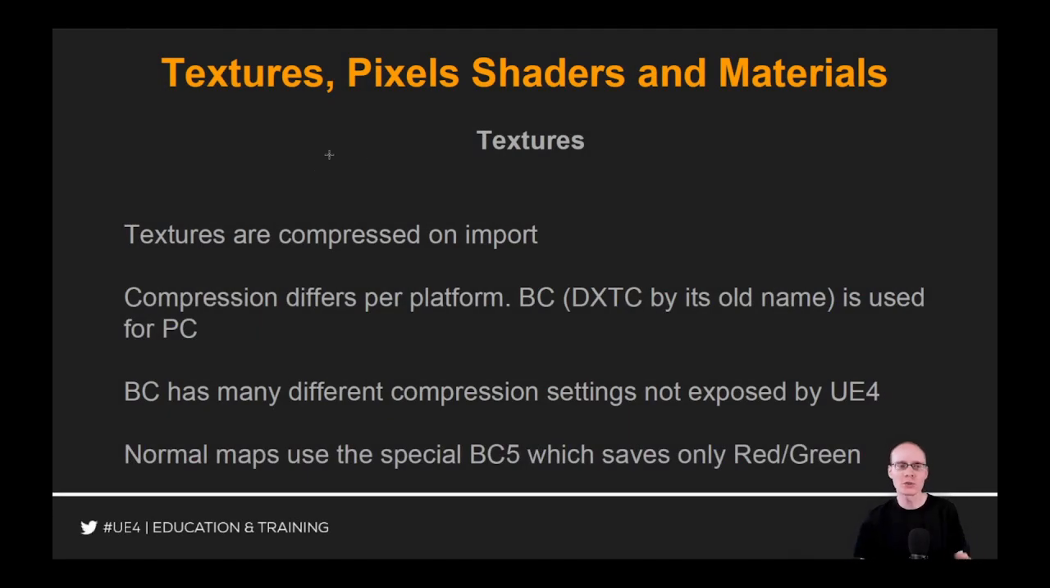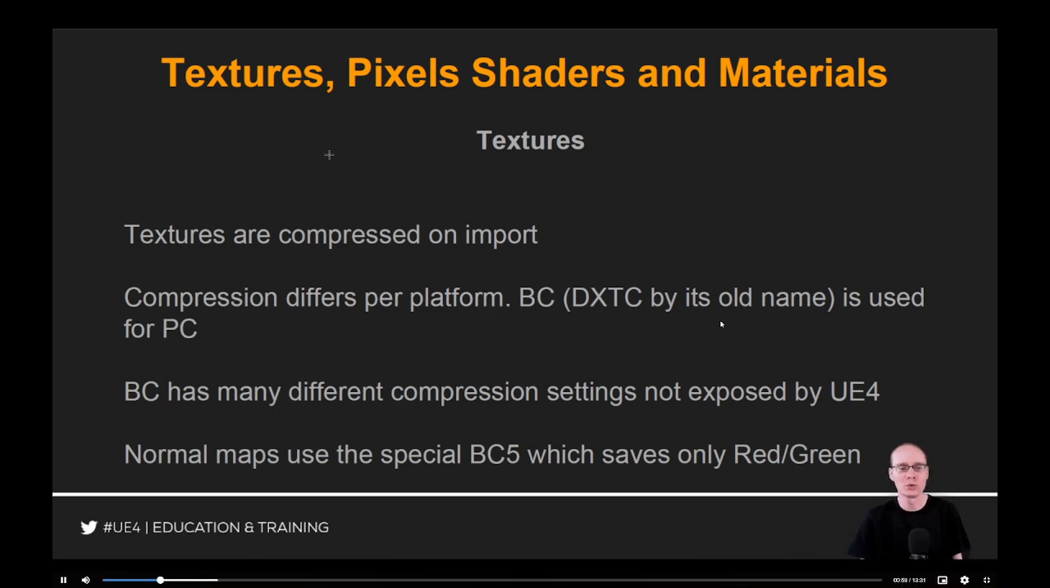Right, so first of all, textures are compressed on import. They're always compressed. Compression differs per platform. BC or DXTC, as more commonly known and by its older name, is used for PC. So every different type of hardware has its own texture compression. Unreal handles most of this behind the scenes. So usually you don't have to configure it by yourself. You don't have to convert textures. It will happen by itself.